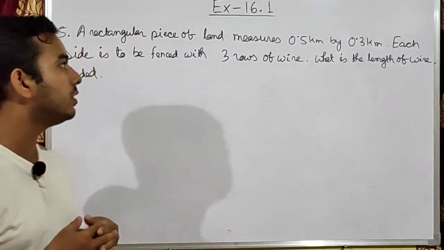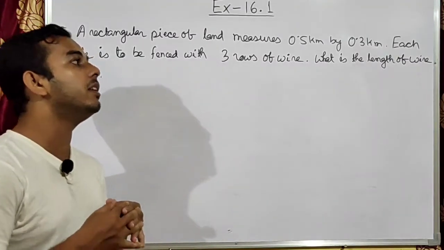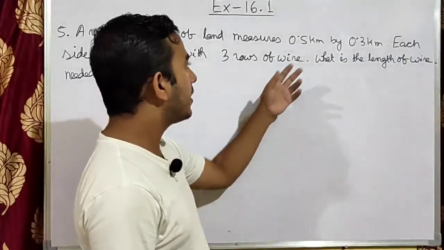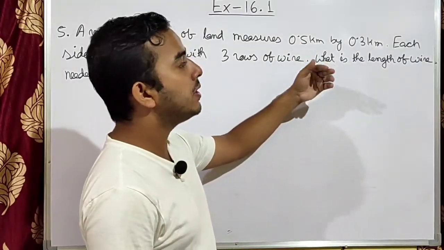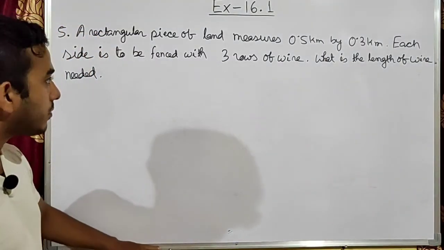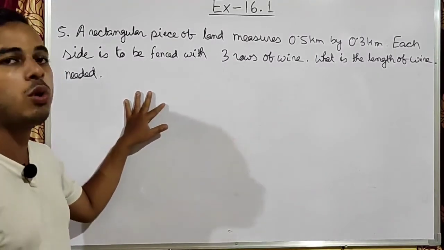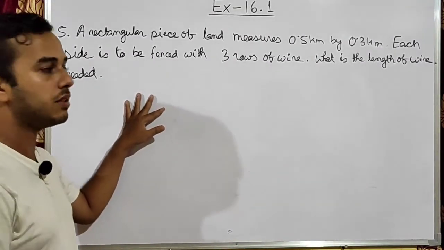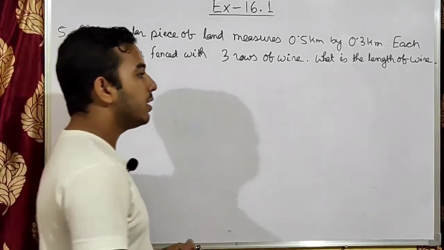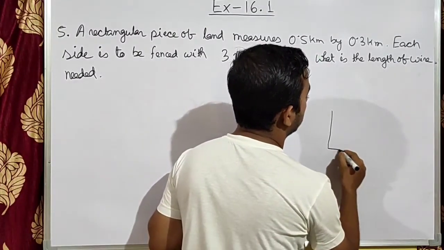So here our question is: a rectangular piece of land measures 0.5 kilometer by 0.3 kilometer. That means length of the rectangular field is 0.5 kilometer and its breadth is 0.3 kilometer. Each side is to be fenced with 3 rows of wire. That means all the sides of the field are to be fenced, right? What is the length of the wire needed? Now fencing means what? For example, let us consider this is our rectangular field.